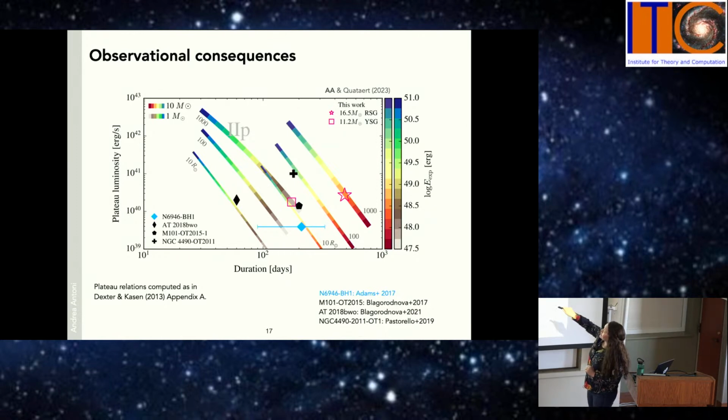What I want to show you is these 2 pink points. I've taken my explosions from my dimensionless units and scaled them to values appropriate for 2 different MESA models. One is a 16 solar mass red supergiant. The other is an 11 solar mass yellow supergiant, which has a much less massive envelope. What you find is that for the typical energies I'm getting from my mechanism, these events would have plateau luminosities of 2 or a few times 10 to the 40 and plateau durations of something like 200 to 500 days.